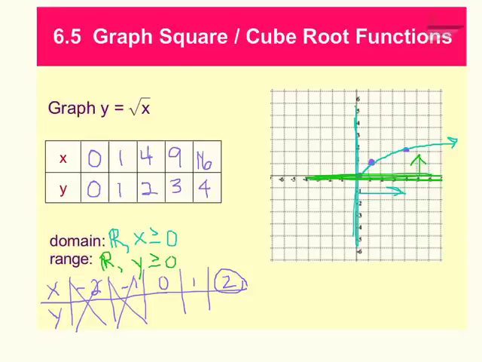I want to point out just a couple things with this graph, because once you have the pattern down, then these are really quick to graph. You start at the origin, and then it's a 1-3-5 pattern like we're used to seeing, only instead of going 1-3-5 up for a parabola, we're going to go 1-3-5 out. So you're going to go over 1, up 1, then over 3, up 1, and then over 5, up 1. And that's how these graphs are going to work.